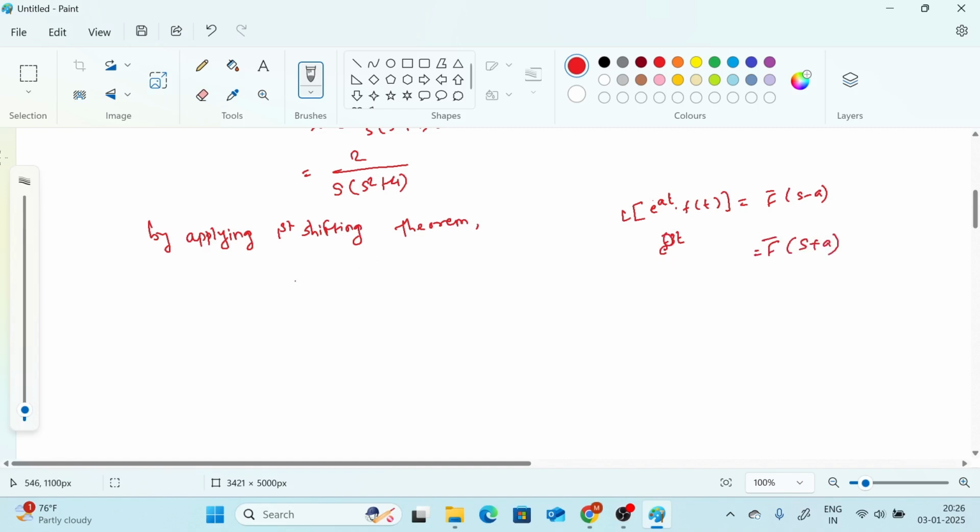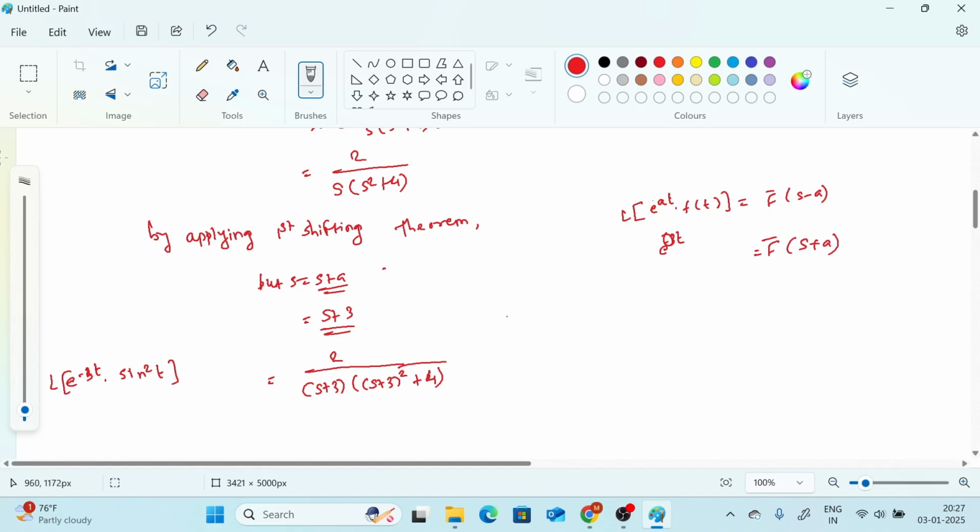So I have to put s is equal to s plus a, right? Now what is the value of a here? 3, right? So I am going to put s plus 3. So Laplace of e raised to minus 3t sine square t is equal to 2 upon s plus 3 bracket, s plus 3 bracket square plus 4, right?